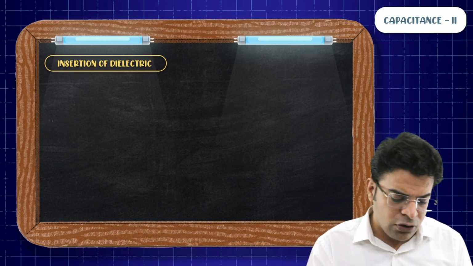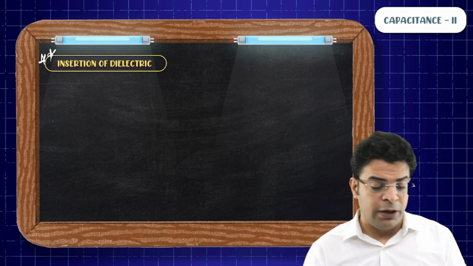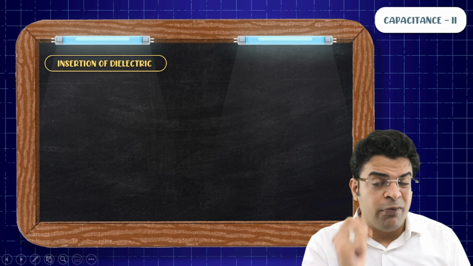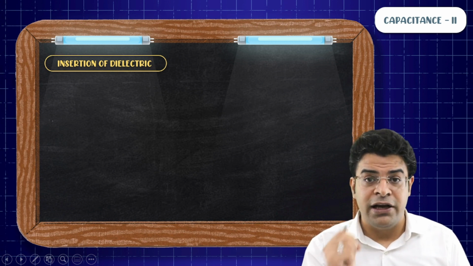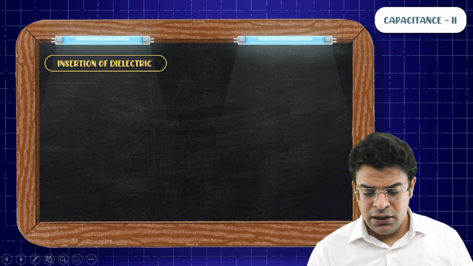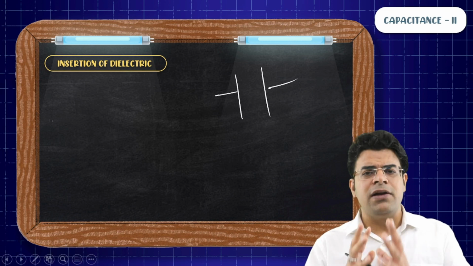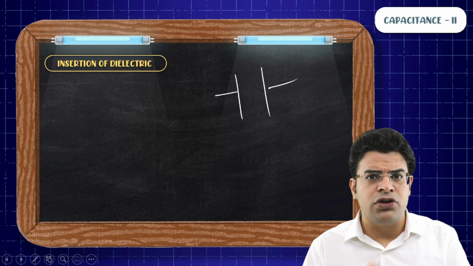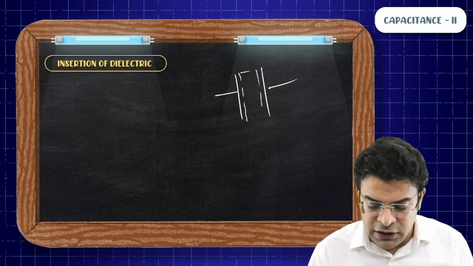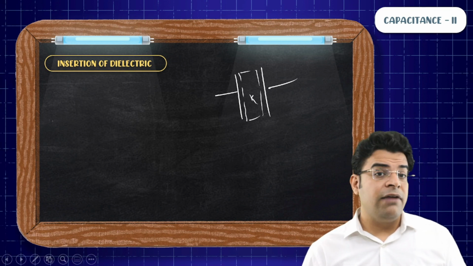Now, this particular part which I am teaching right now is super important. So focus on everything I say here very, very clearly. Now here they will ask you that we have completely filled up the space between the plates of the capacitor with a dielectric of dielectric constant K. But they will give you two cases.